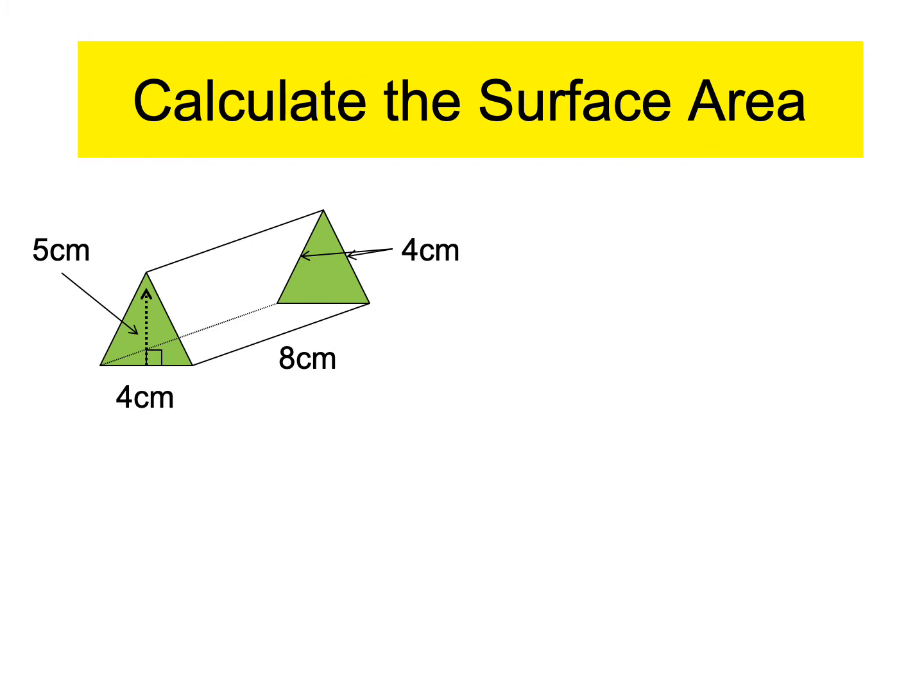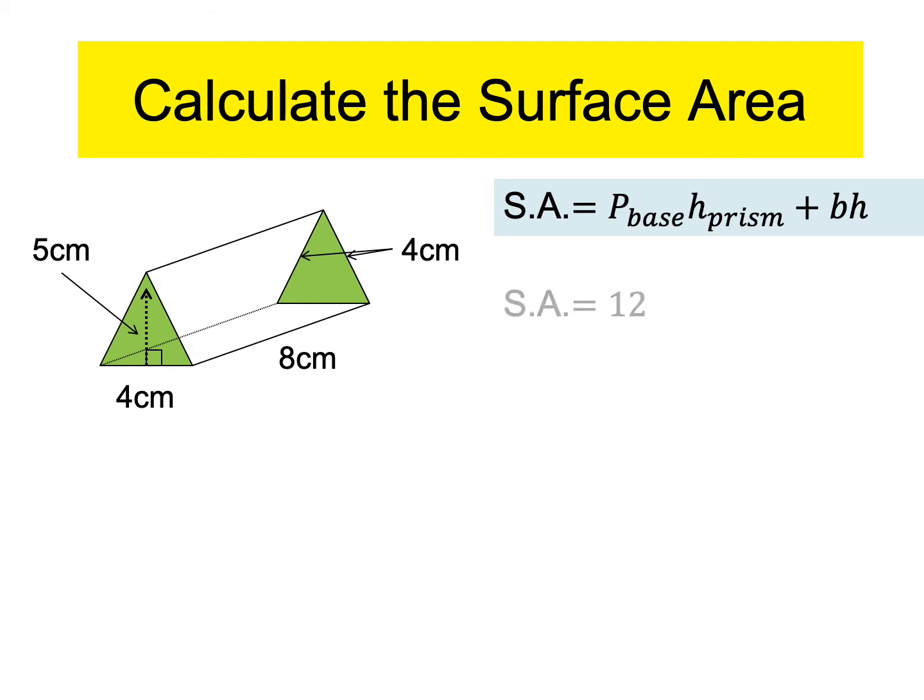Quick example. This time the bases are facing us front and back. Therefore, it's not top and bottom. But the formula has the perimeter of the base, which is a triangle. Notice on this triangle, all the sides are 4. It's equilateral. So 4 plus 4 plus 4 is 16. The height of the prism, or the distance between the 2 triangles, is 8. And then plus the base and the height of the triangle.